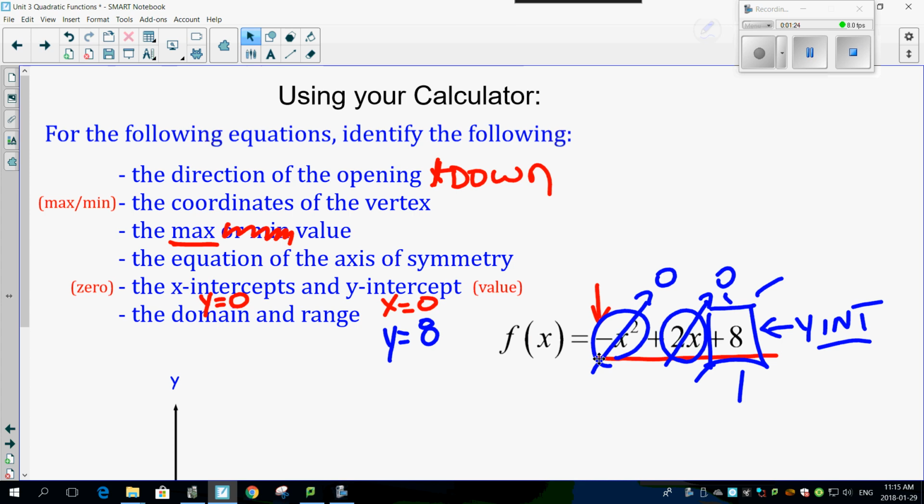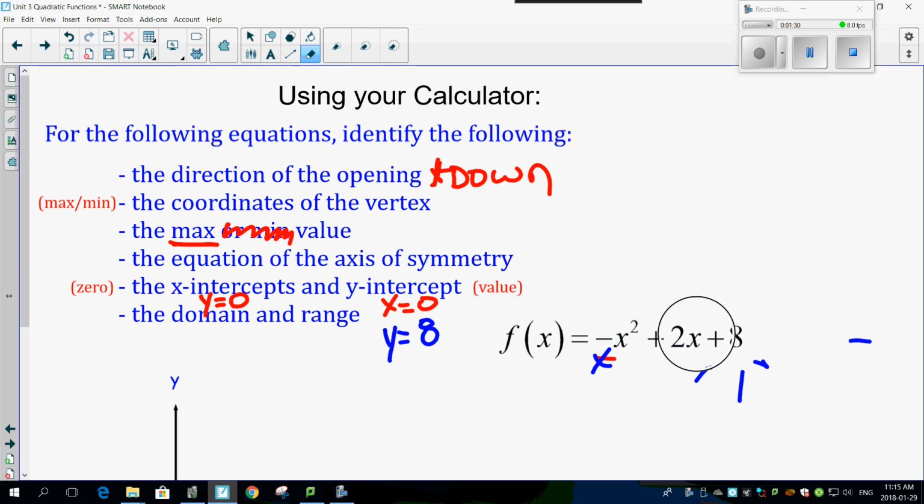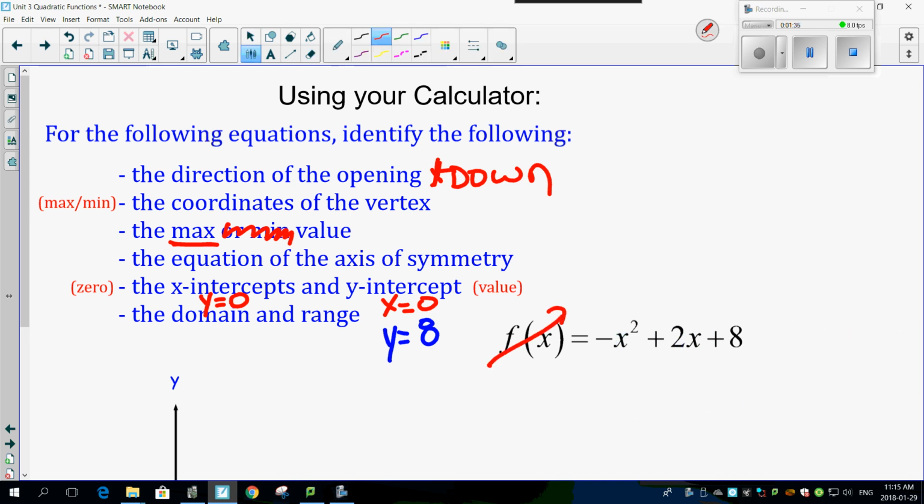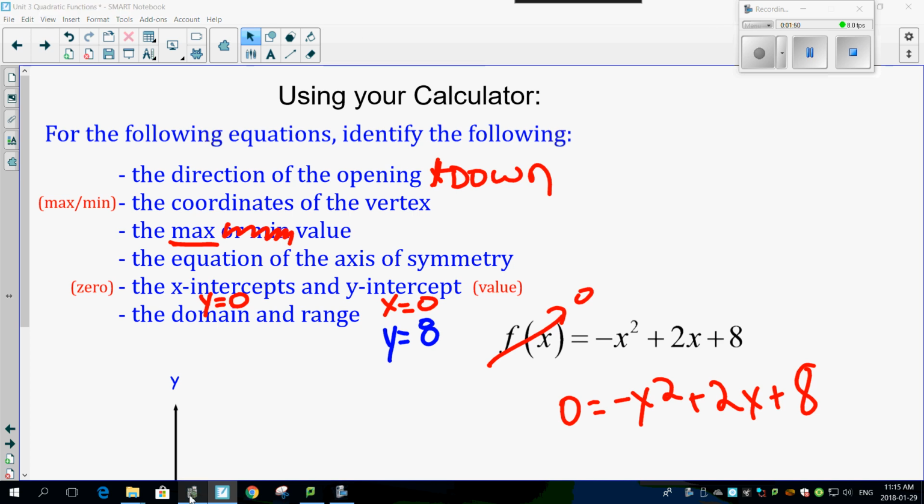Beautiful. Okay, so let's figure out the rest. How do you figure out the x-intercepts? Well, I said earlier, x-intercepts happen when y equals 0. So what does that mean? That means you'd have 0 equals negative x squared plus 2x plus 8. How do I figure out the x values? That's, again, where we're going to bring in the calculator. So let's bring up the calculator and see what we can do with it.